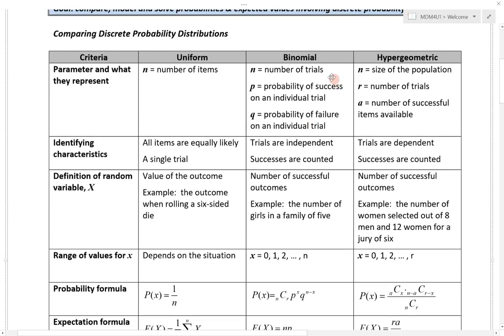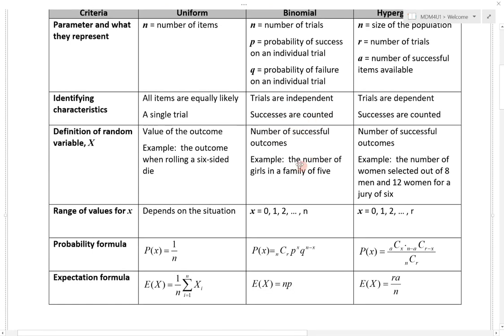Okay, for a binomial distribution, you have n as the number of trials, because we're looking at trials that happen independently of each other. P is the probability of our successes. Q is the probability of failures, and they're related because they both have to add up to 100%. Trials are independent. Successes are counted. X, by definition, is the number of successful outcomes, whereas in a uniform it's the value.